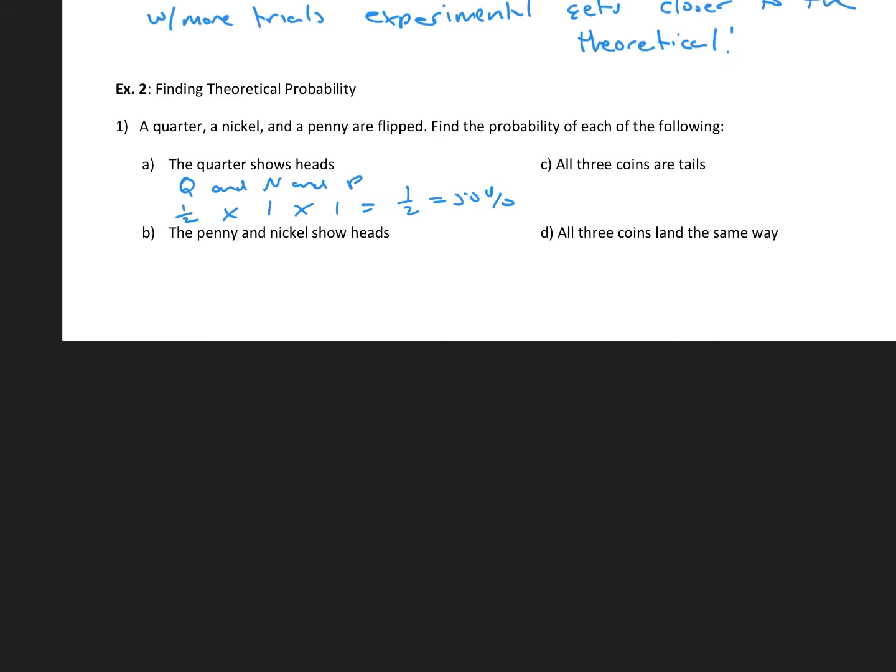All 3 coins are tails. So I'm going to go in the same order. The quarter could be 1/2. The nickel could be 1/2. The penny could be 1/2. So if I multiply all that together, I get 1 out of 8, which is 12.5%. Cool.